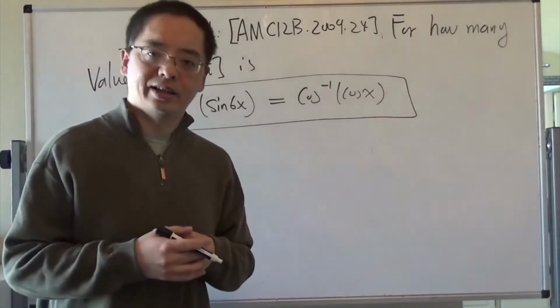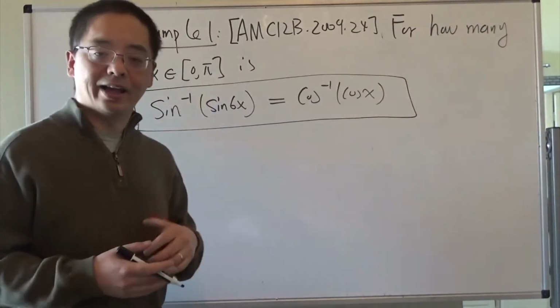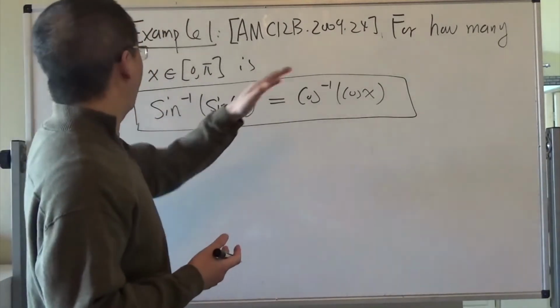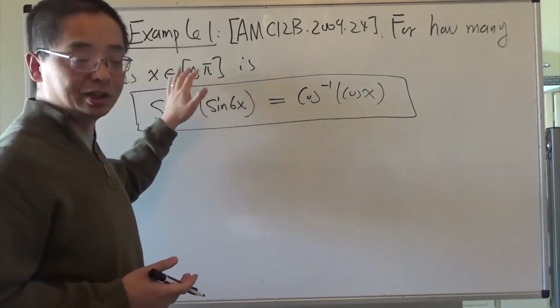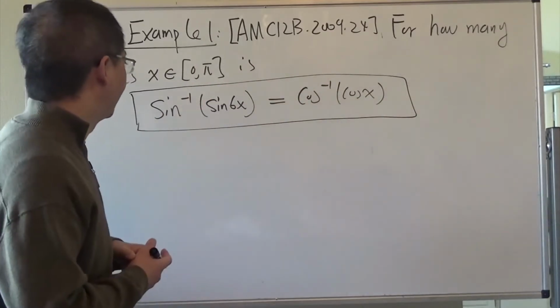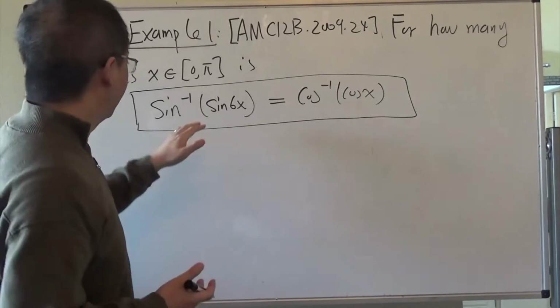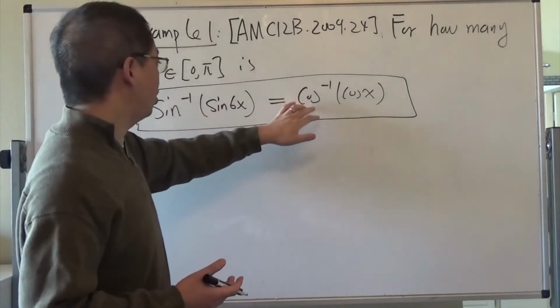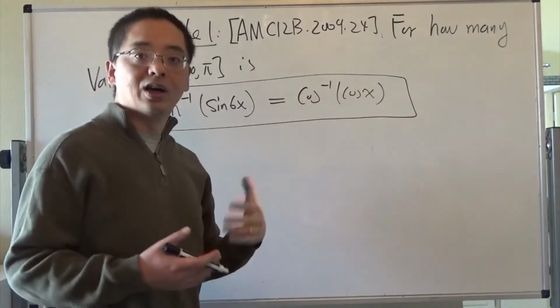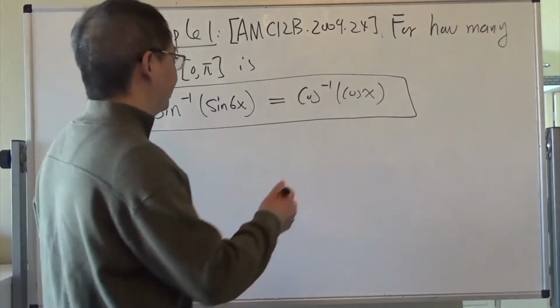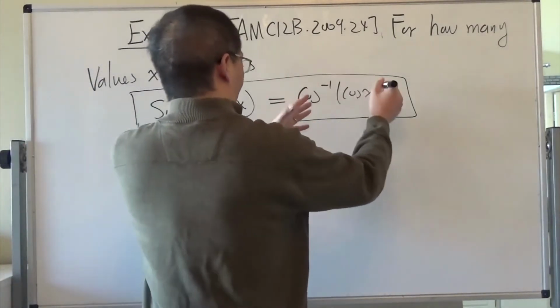Now let's look at an example. This is a past AMC 12 problem. The question asks for how many values x between 0 and pi we have this equation. It says sine inverse, or we call arcsin, of sine 6x equals cosine inverse evaluated at cosine x. Okay, let's first simplify this equation. Let's look at the right hand side.